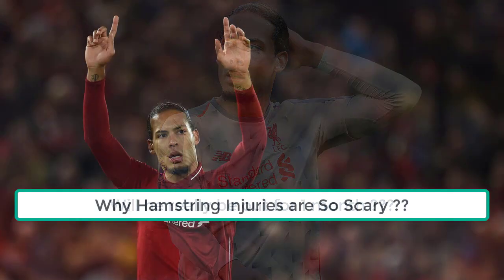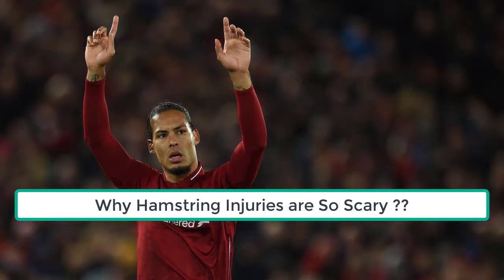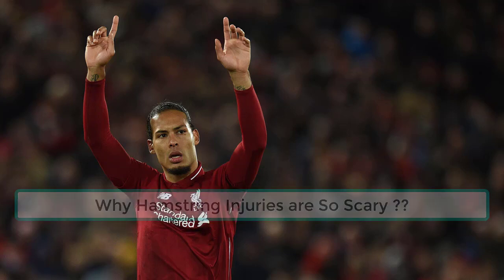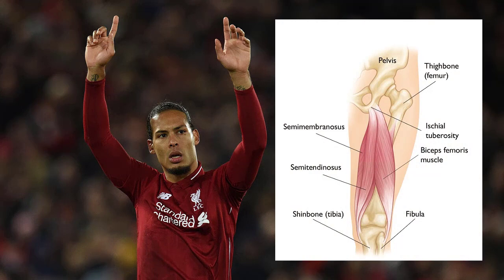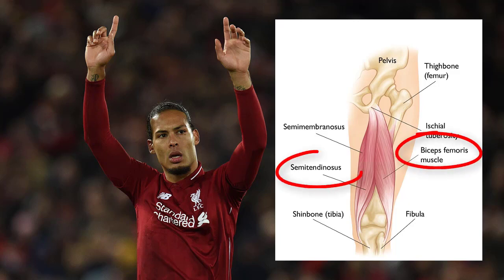So before I move forward, let us have a look at what a hamstring injury is, and to understand that, I will try to explain what a hamstring muscle is. A hamstring muscle is present on the back side of your thigh, and it is not just one muscle, it consists of a group of three muscles, and it helps our leg to get flexed. These muscles are biceps femoris, semitendinosus and semimembranosus.